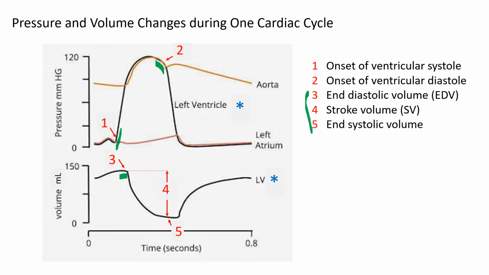Number 4 shows us the stroke volume. The stroke volume is the volume of blood that is ejected from a ventricle during one cardiac cycle. So during one contraction of the ventricle, how much blood is shot from the ventricle into, in this case, the aorta. And so the difference between 0.3 and 0.5 is the stroke volume. 0.5 is the end systolic volume. How much blood remains in the ventricle when the ventricle finishes contracting and starts to relax again.